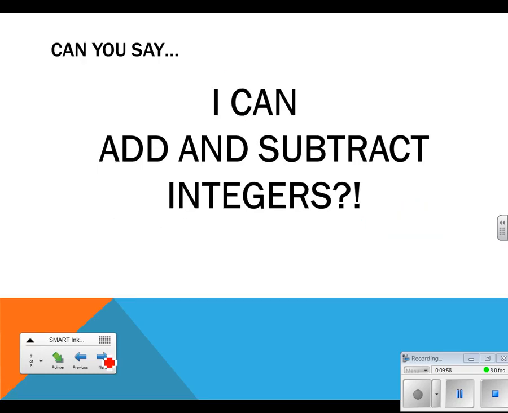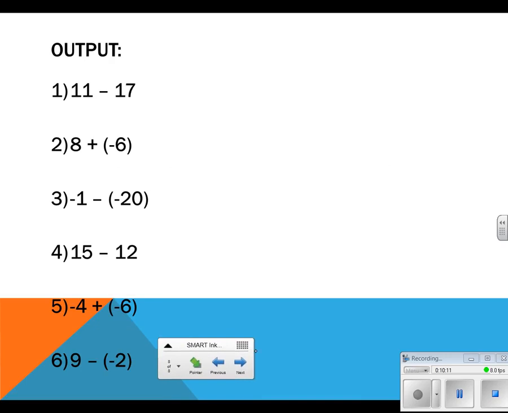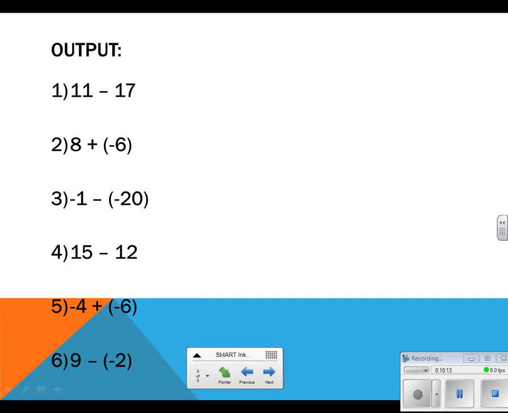Can you say, I can add and subtract integers? If you have any questions at this time on your output page, you can write some questions down on adding and subtracting integers. And I also would like you to work on these 6 integer problems with addition and subtraction and be prepared with questions and have this done for class time tomorrow.